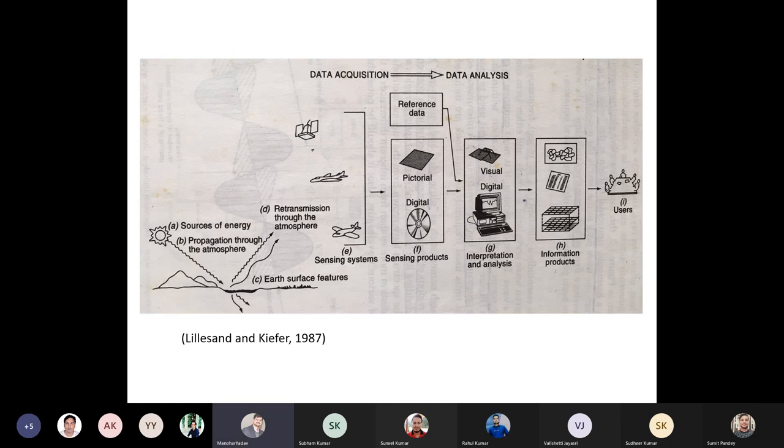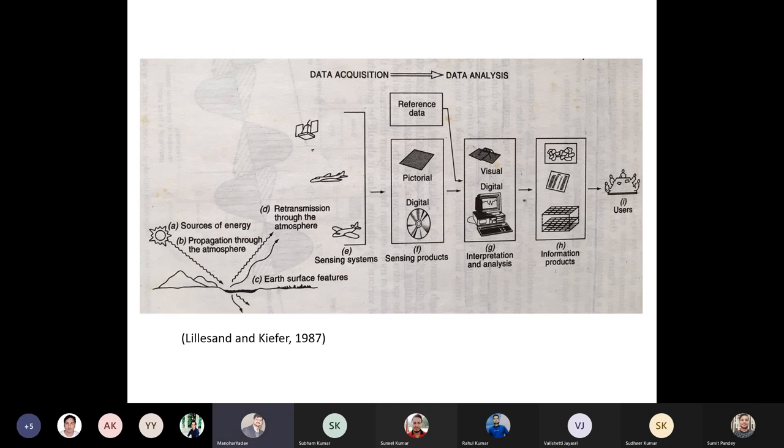even vegetation, water, sand. These are the main features which mostly cover the Earth surface. Then the step D is the retransmission of the reflected or radiated energy through the same atmosphere. So the core analysis behind this, why we are analyzing in detail steps A, B, C, and D, is that it is required to understand step E over here.